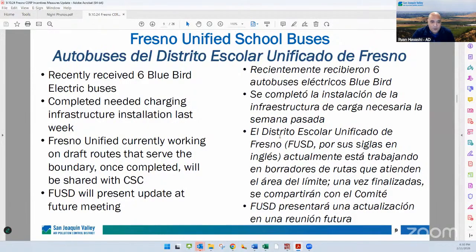I really want to appreciate Paul Rosencrantz and Chris Zamudio, who are here from Fresno Unified. Last time we brought this item, there were still some questions and concerns in regards to the electric school buses and what those routes were going to look like. And so we did receive an update from them, and they're here tonight to give an update. So I won't cover this slide, but I'll turn it over to Paul and Chris to provide that update to you.